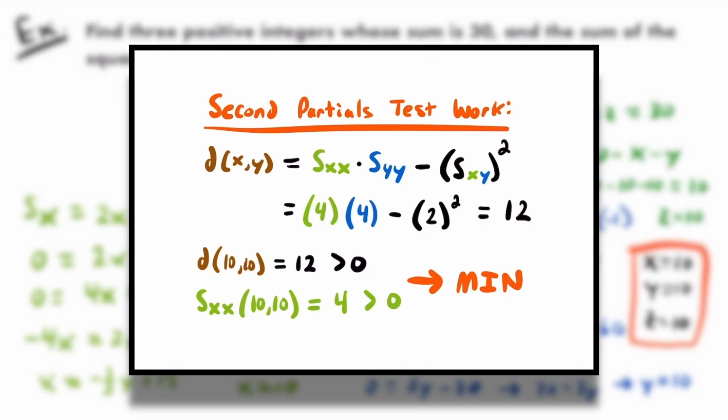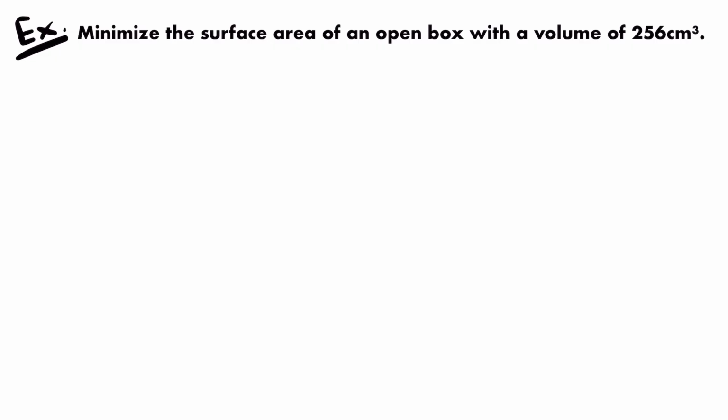Okay, but that's it for this example. Let's move on to the next one. For our second example, we want to minimize the surface area of an open box with a volume of 256 centimeters cubed. Alright, so the first thing I think we should do here, to get a better idea of what we're working with, is draw a picture of this scenario.